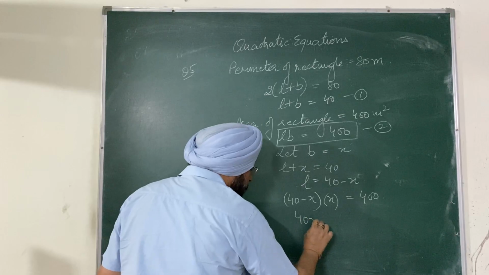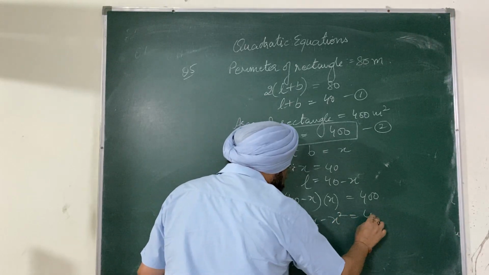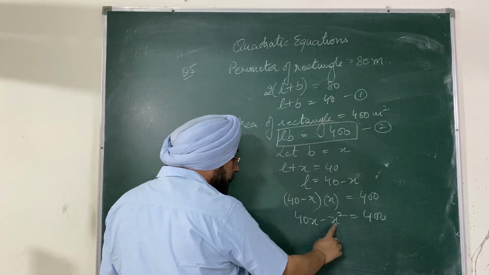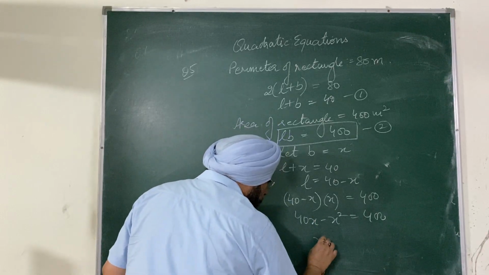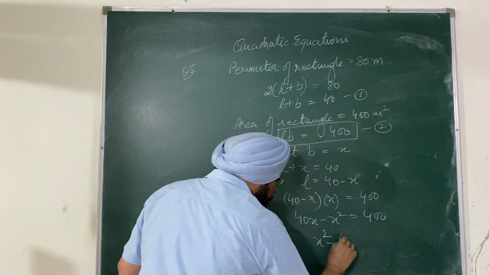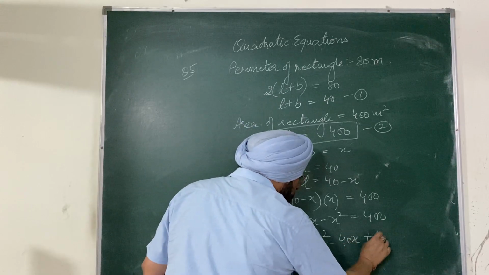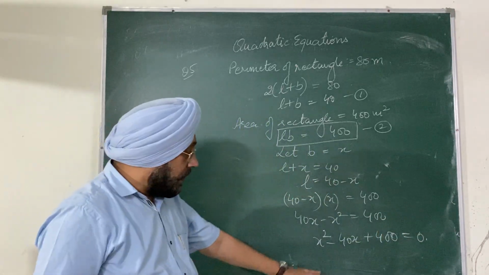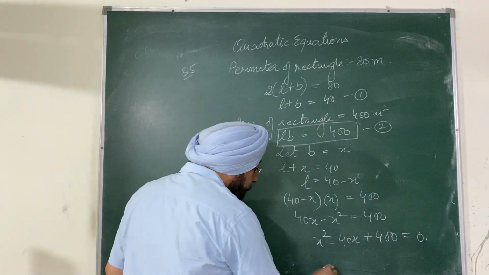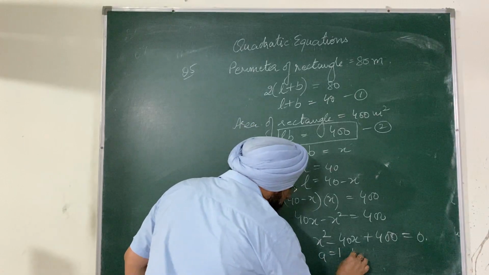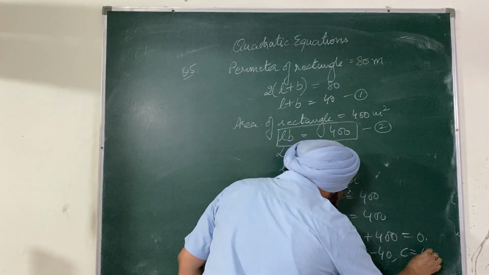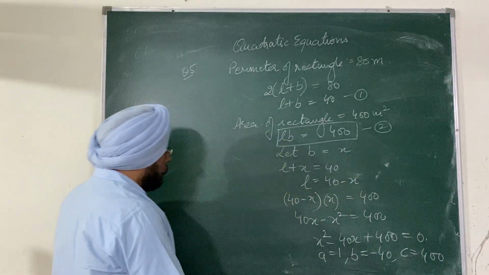Multiply this. This is 400. Since again x square is negative, so bring all these values to right hand side so that x square becomes positive, 40x becomes negative, and 400 remains same, that is this. So we get the equation. Let's see. A is 1, B is minus 40, C is 400. So let's find D.